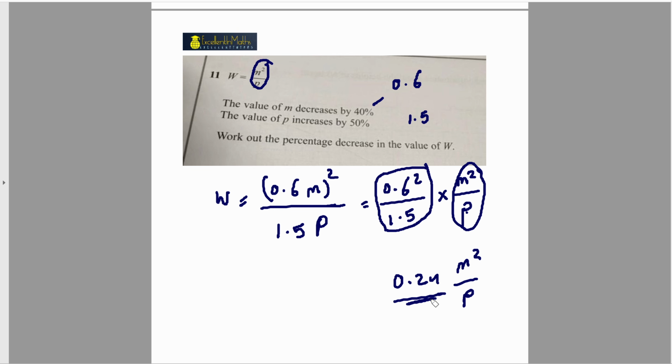So it happened a decrease here. It was 1 here already and becomes that. So 1 take away 0.24, that's 0.76. So it's a 76% decrease. Okay.